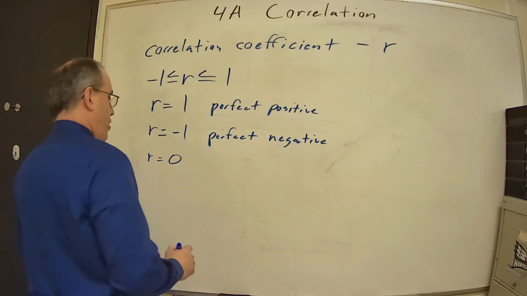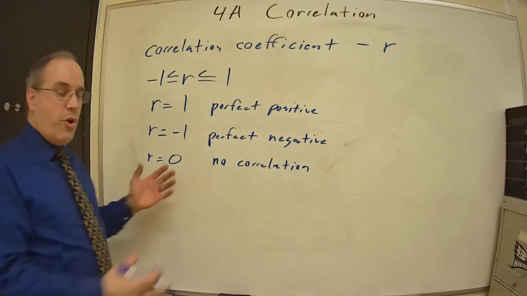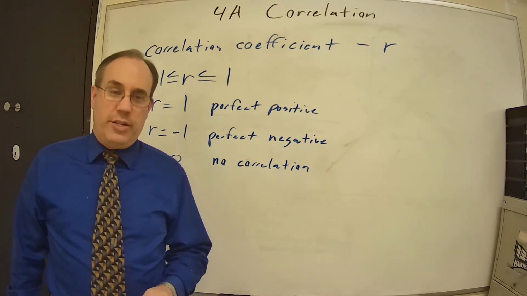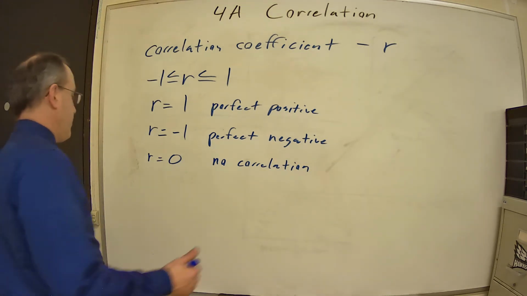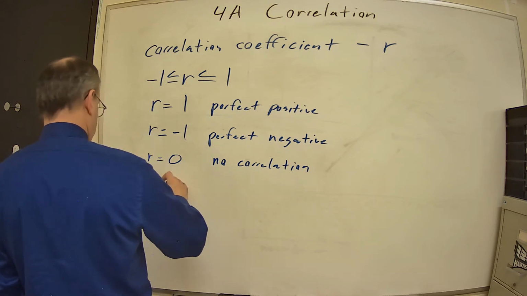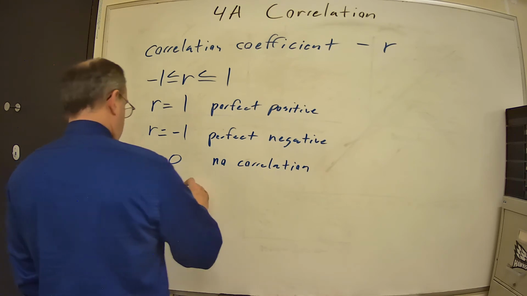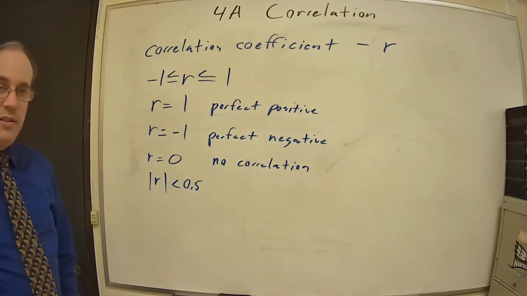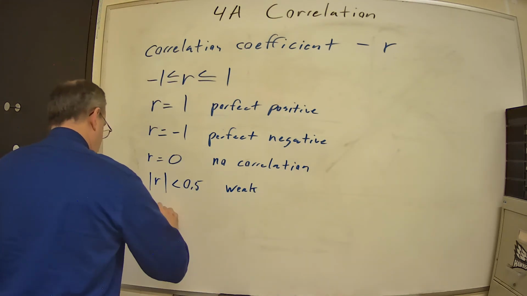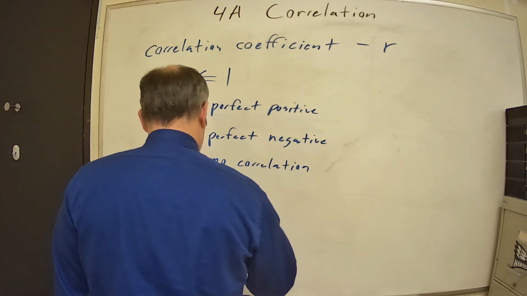When R is equal to 0, you have no correlation. Remember, I said that no correlation was a very specific thing. So when R is equal to 0, exactly 0, there is no correlation. When the absolute value of R is less than 0.5, then we can say that we have a weak correlation. And when the absolute value of R is greater than 0.5, we can say we have a strong correlation.